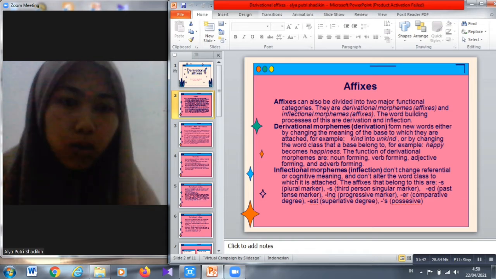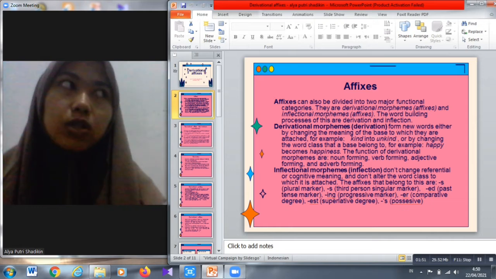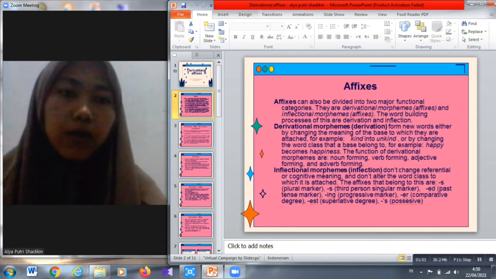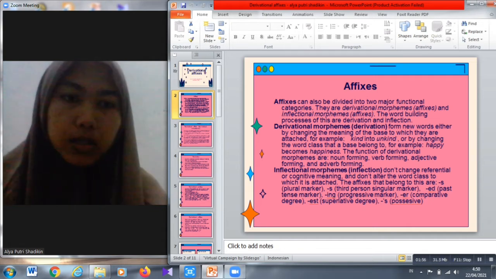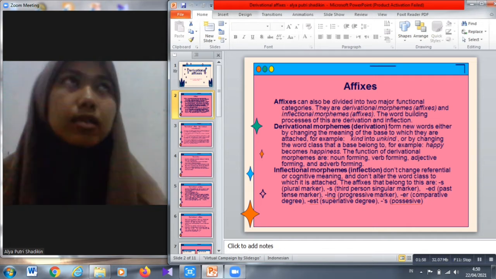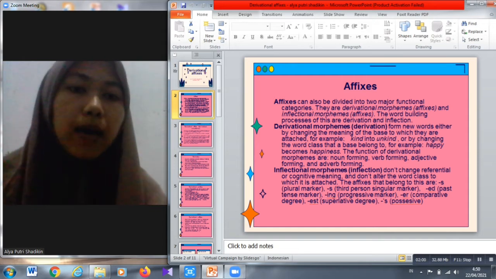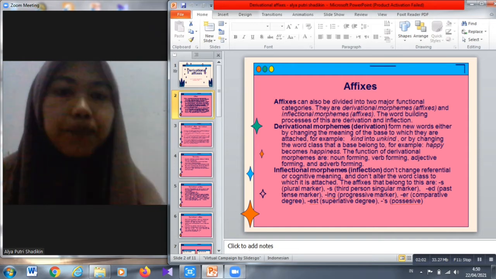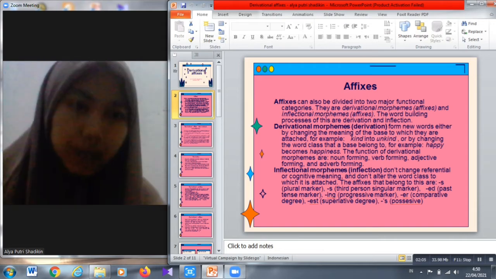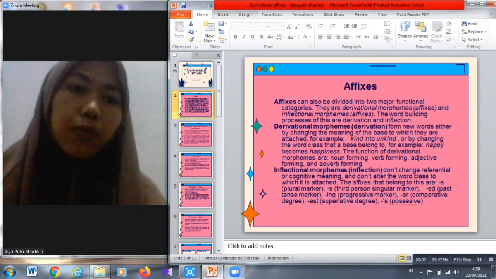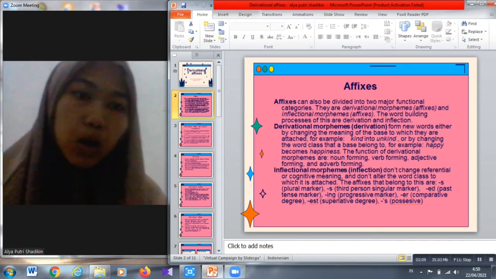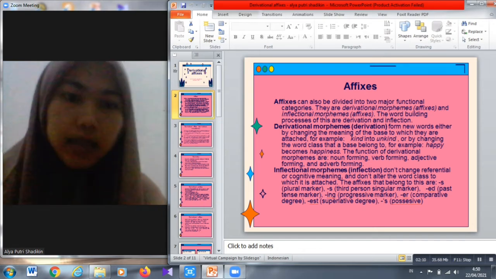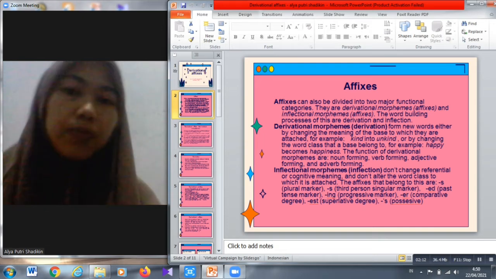Second one, inflectional morphemes. Inflectional morphemes can change referential or cognitive meaning and don't alter the word class to which they're attached. So the affixes that belong to this are plural marker, third person singular marker, past tense marker, progressive marker, comparative degree, superlative degree, and possessive.